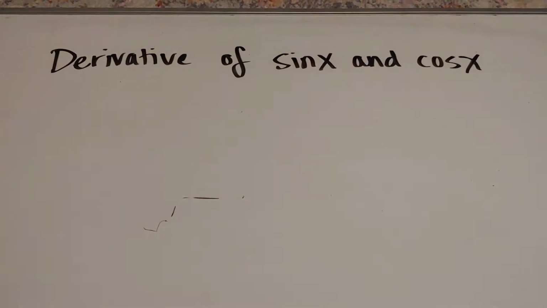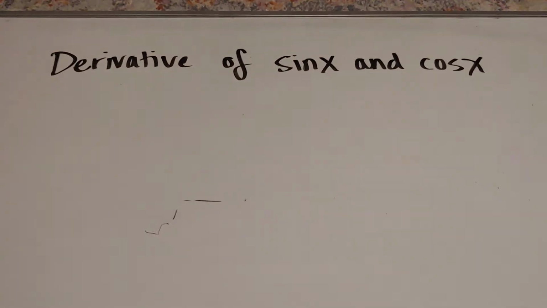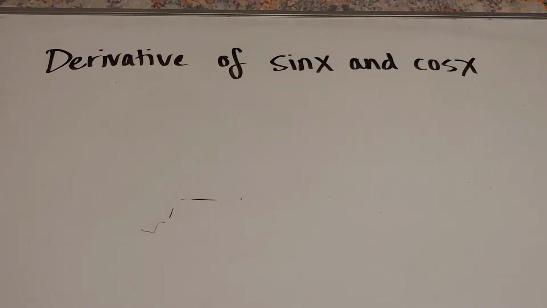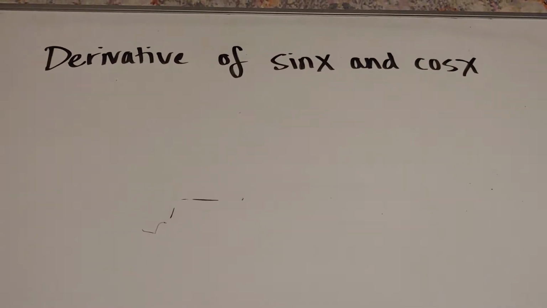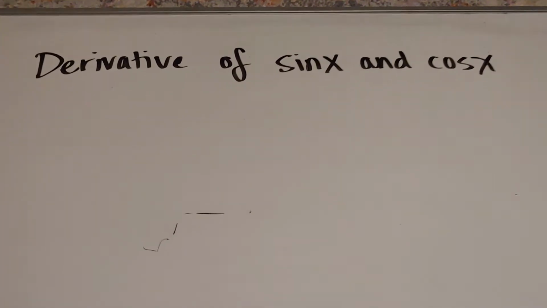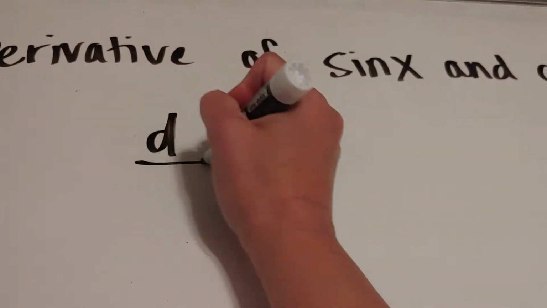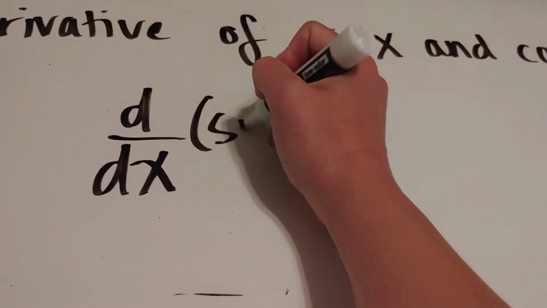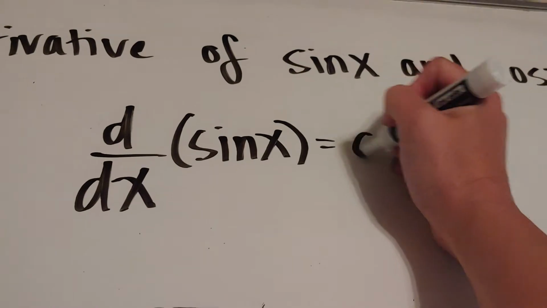We are finally there. The derivative of sine and cosine. Woo-hoo, I'm so excited. Okay, so let's do it. So the derivative of sine is cosine.